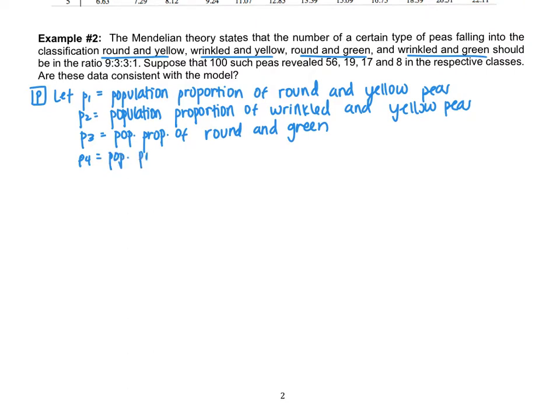P4, population proportion of wrinkled and green. Okay, so tedious, yes, I understand that. There's going to be some in your homework where, I think there's one where you have 7 that you have to define. You don't need to write it out fully every time. I'm okay with that. But at least the first few.